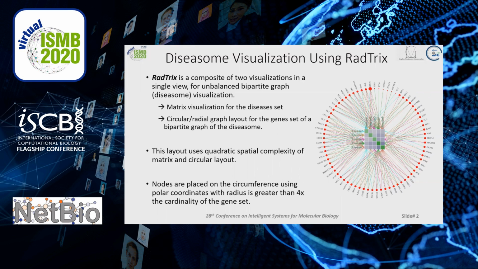This layout uses the quadratic spatial complexity of matrix and circular view. The nodes on the circumference of the circle in the layout are placed using polar coordinates. The example Ratrix layout shown here is with 5 diseases in matrix view, 73 genes on circular view, and 209 edges connecting both. Both genes and diseases are seriated based on their node degrees and set cardinalities respectively.